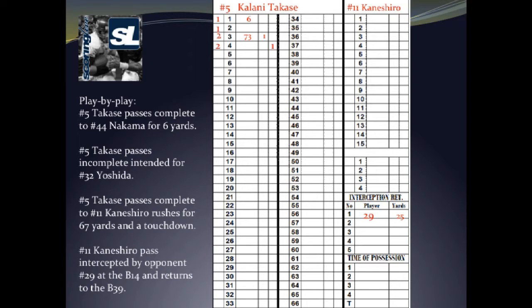Third play. Takase passes complete to number 11 Kanashiro and runs for 67 yards and a touchdown. Shouldn't say rushes, but he catches the ball and runs 67 yards for a touchdown. So in this case, he completed a second pass. I added 67 yards on that particular play. 67 plus 6 is 73 yards, and he threw a touchdown. That's why I put the touchdown right there. Now you can put 67 here slash 73. 6 plus 67 equals 73. And a touchdown. I just use that column as touchdowns as 1.